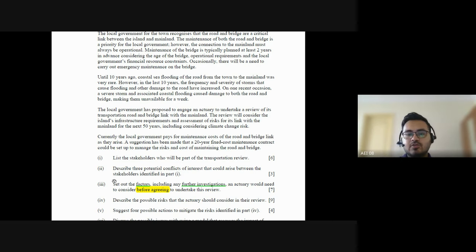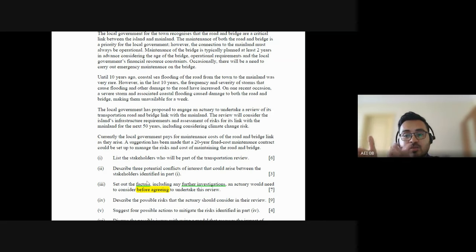Moving on to question number two: describe three potential conflicts of interest that could arise between the stakeholders identified in part one. So in part one, there are certain stakeholders that you've identified. What can be the potential conflict of interest? Conflict of interest is a very important topic in that sense. Understanding what the ask of the question is becomes very critical in this kind of question. So here, be very careful. They're asking you to describe, so you have to describe three potential conflicts of interest.